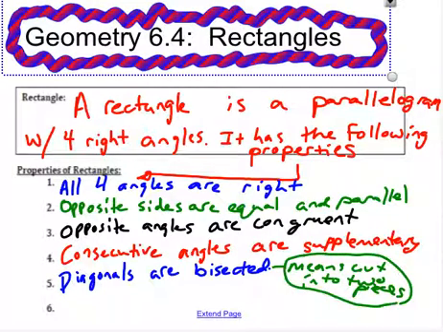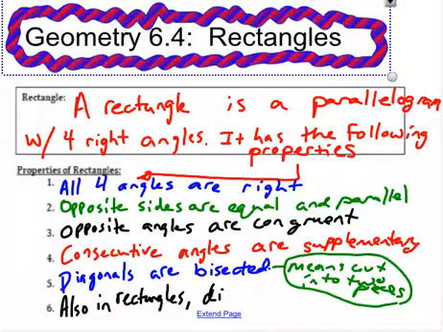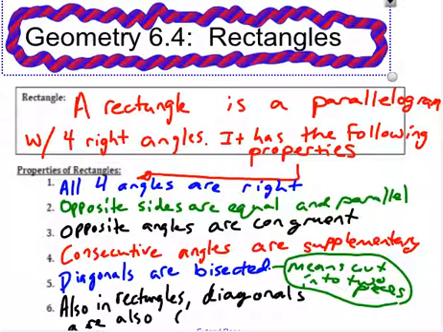Looking ahead a little bit, your homework tonight is going to be all of these. All 6 of these properties we're going to challenge you to know and challenge you to be able to answer questions about them. Okay? Also, in rectangles, so this is a new one for rectangles, but diagonals are also congruent. So that's supposed to say are also congruent. So diagonals are congruent in rectangles.